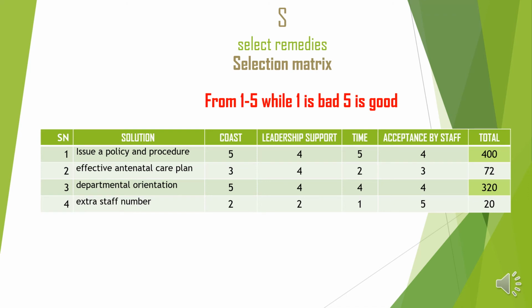Now, if you want the total, you multiply cost by leadership support, by time, by acceptance, and it will give you 400. The other remedy, effective antenatal care: it will cost us training for OPD, machines, a lot of things, so we will put it 3. Leadership support 4. Time, it will take too much time, even to make coordination with the primary care centers. Accepted by staff 3, so the total is 72.